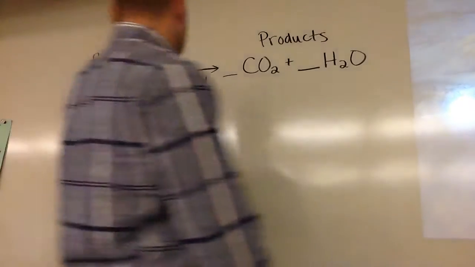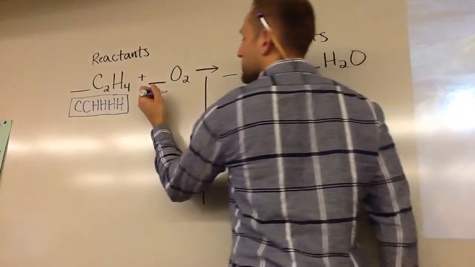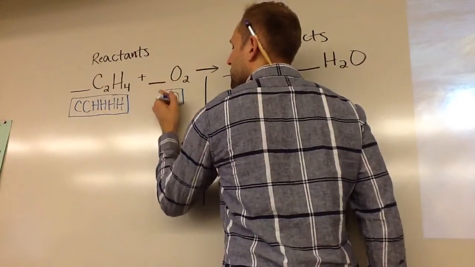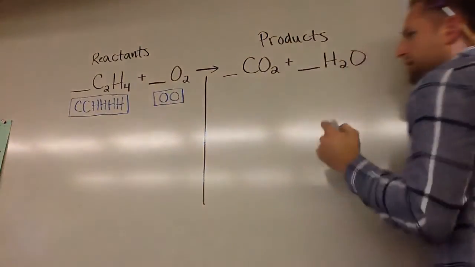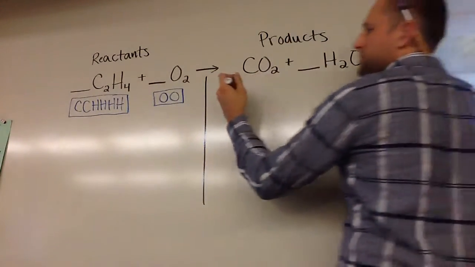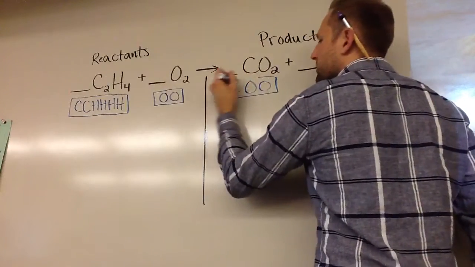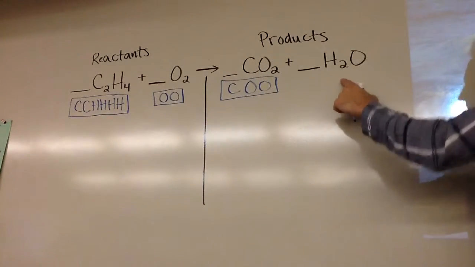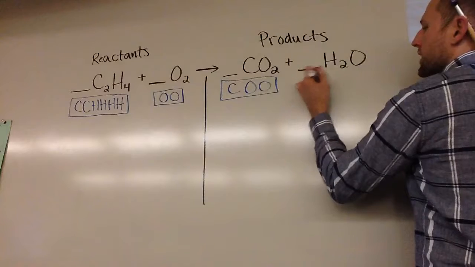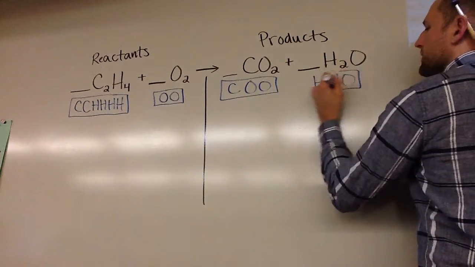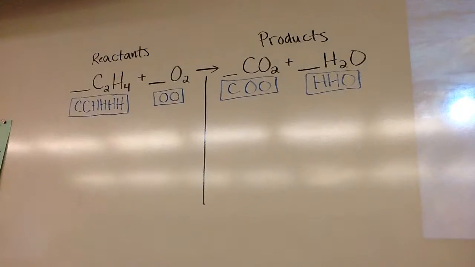Then I'm going to do oxygen, and I have a 2 here, so that tells me I have 2 oxygens. I'm going to do OO, put a box around it. Next, CO2. So that means I have 1 carbon, 2 oxygens, put a box around it. And then H2O means I have 2 hydrogens and 1 oxygen, put a box around it. Okay, so that is my particulate model, and that's the next step: we want to draw one particulate model for each compound so that we can visually see what is on each side of the equation.